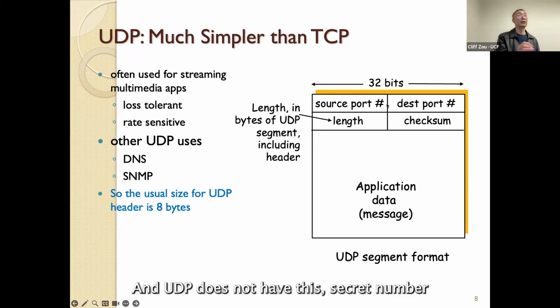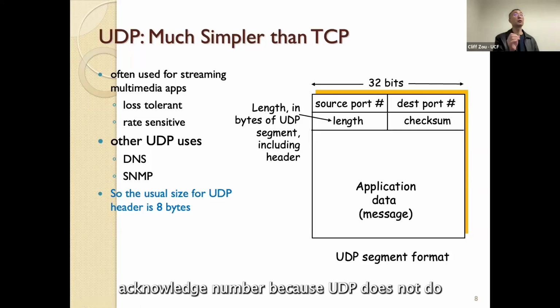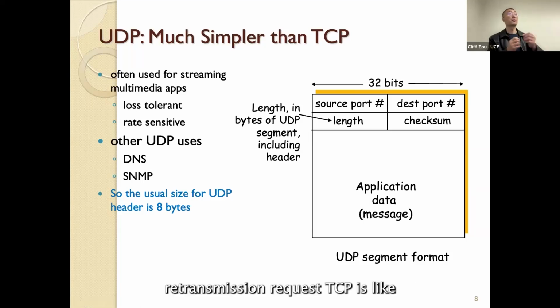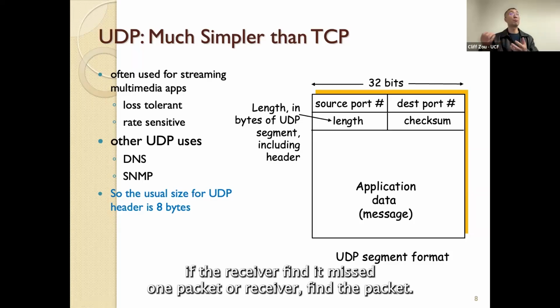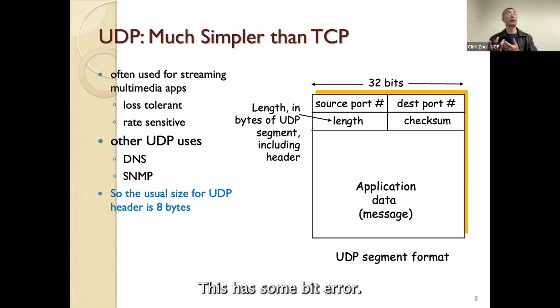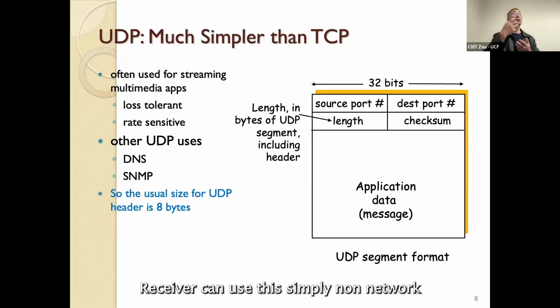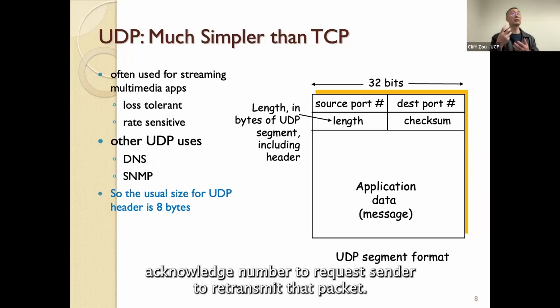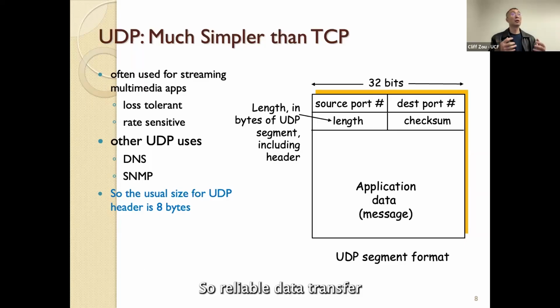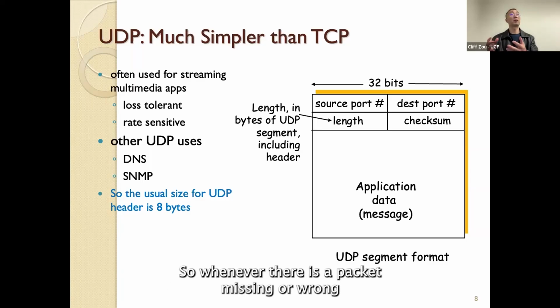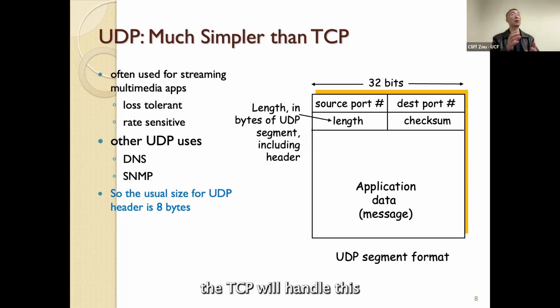And UDP does not have the sequence number and acknowledge number, because UDP does not do retransmission requests. With TCP, if the receiver finds it missed one packet, or finds the packet has some bit error, the receiver can use the sequence number and acknowledge number to request the sender to retransmit that packet. So for reliable data transfer, they usually use the TCP protocol. Whenever a packet is missing or wrong, TCP will handle the retransmission.